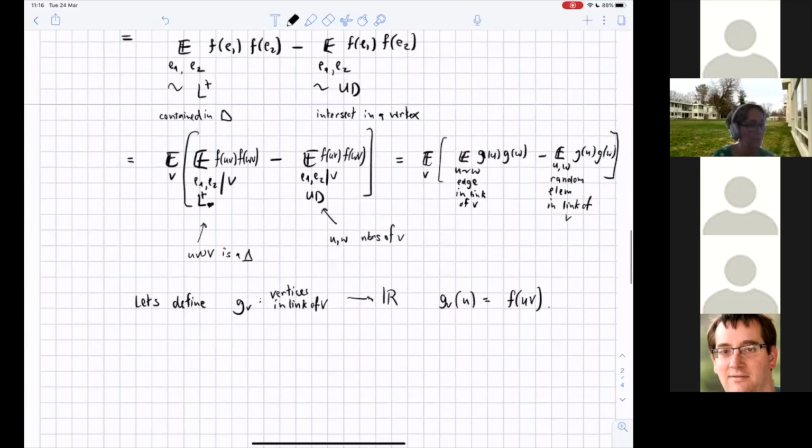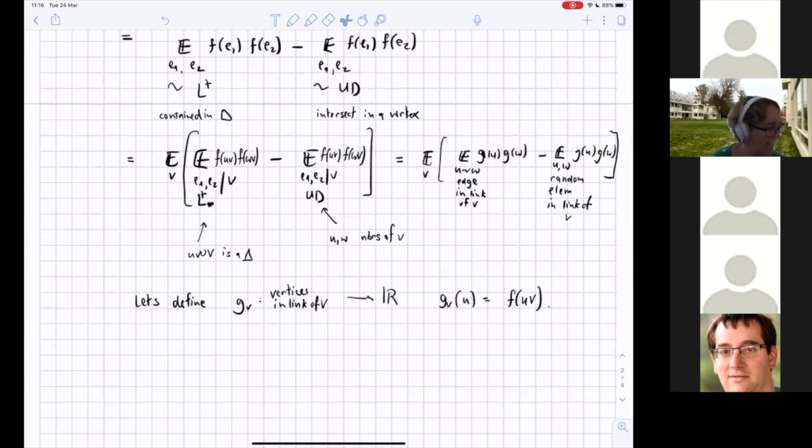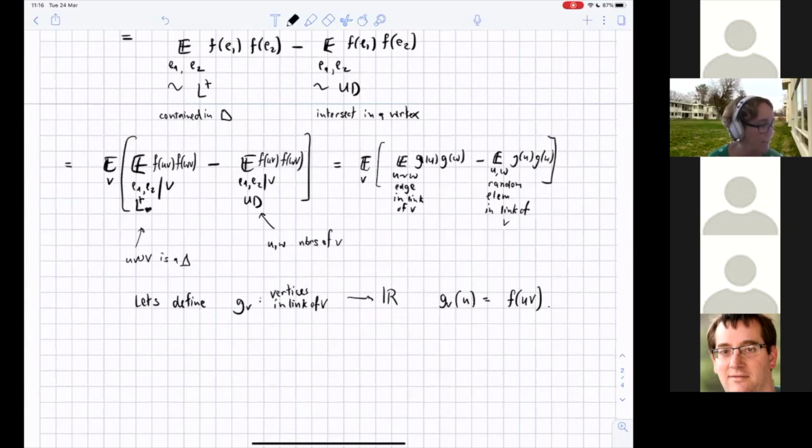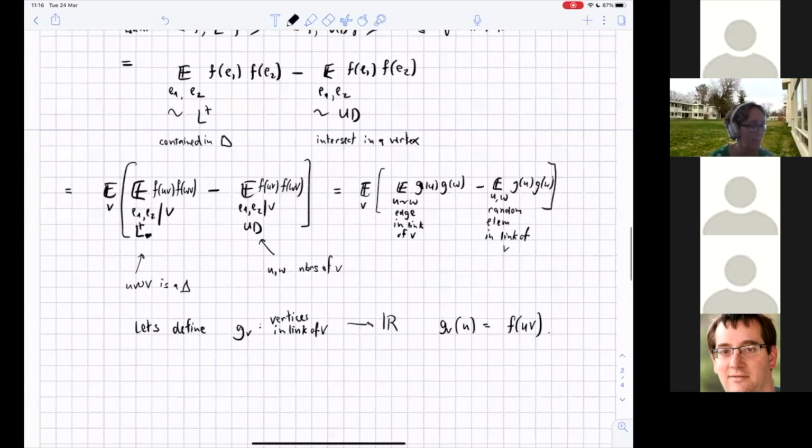Okay, but now let's look at this second guy. This is a trick I can play here that I don't have the ability to do on the board. I can move this like this. And now look at this inner expectation. This is exactly what's measured by the spectral gap, right? Because this is just the quadratic form of the random walk on the link. Do you see it? And here I'm just shifting by the expectation. What is this? This is just equal to the expectation of GU on any U in the link squared, right? Because U and W are independent.